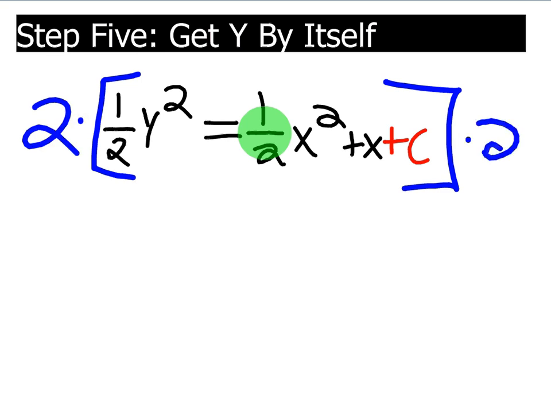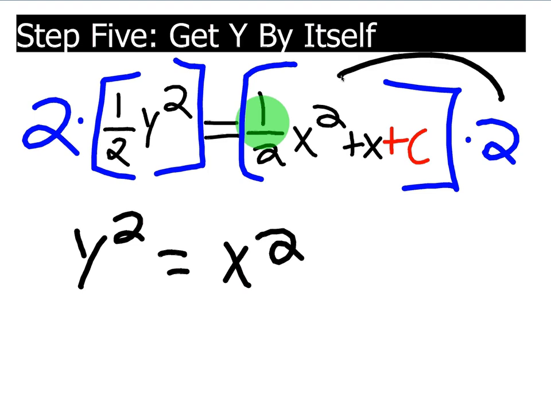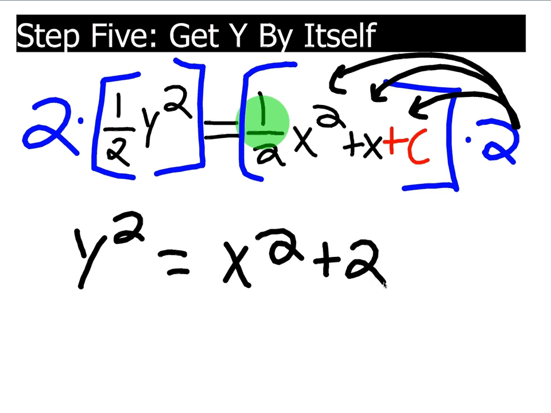The reason we do that is because we're going to get y by itself. So on the left, the 2 and the 1/2 will cancel, leaving just y squared. On the right, the 2 will cancel this 1/2 right here, and you're just left with x squared. But don't forget to distribute that 2 to all of the terms. So it's going to be x squared plus 2x plus 2c.